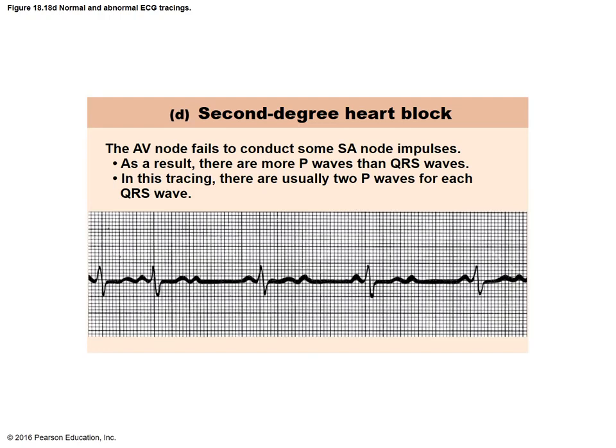Here's another example of an abnormal EKG. As a result, here you've got more P waves than you have QRS waves. It looks like there's usually about 2 P waves for every QRS, and the timing of it is much longer between.